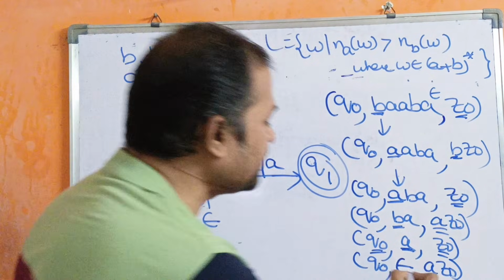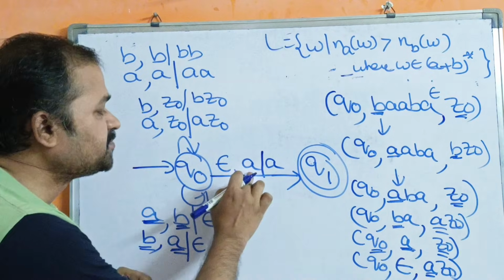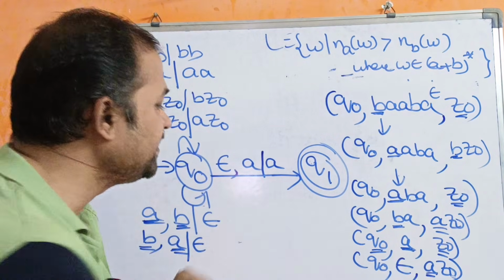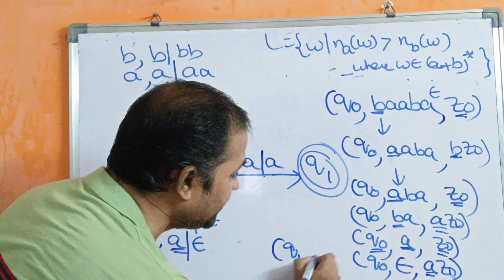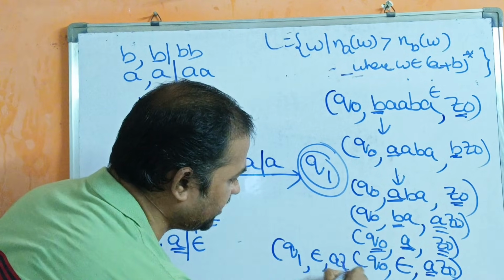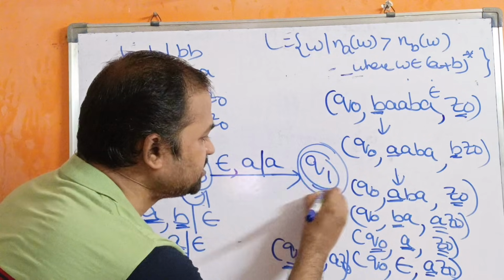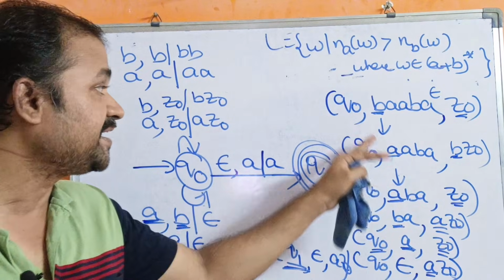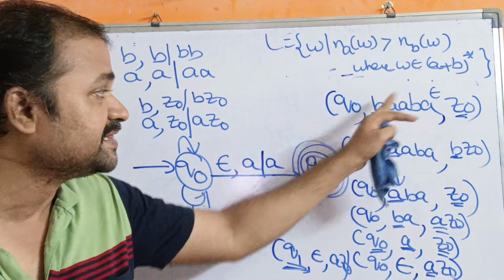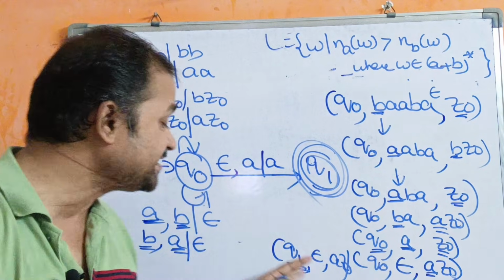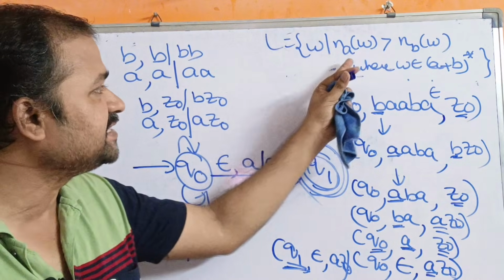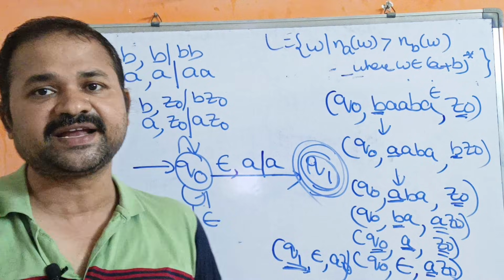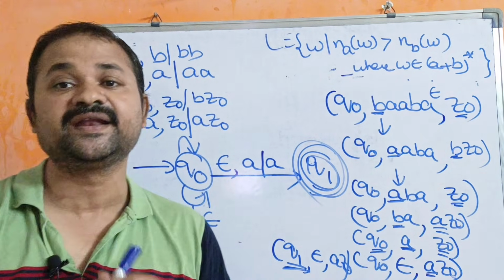Next, Q0 epsilon A means there is no need to change the content of the stack, but we will be at the Q1 state. So Q1 epsilon AZ0. What is this Q1? This Q1 is nothing but the final state. So we reached the final state. Here the number of A's is 3 and the number of B's is 2. With this we can say that this PDA accepts strings where the number of A's is greater than the number of B's.